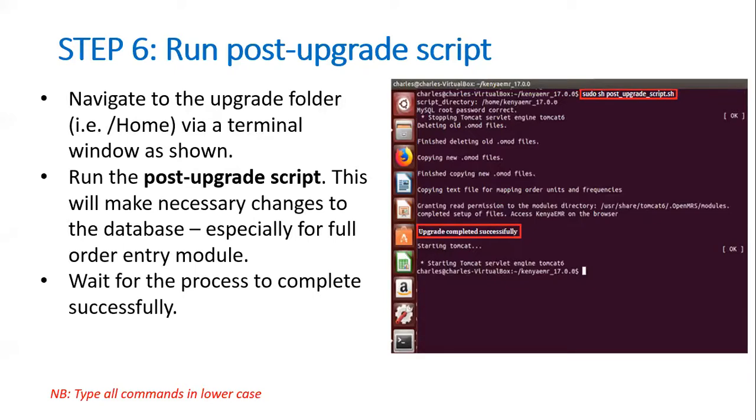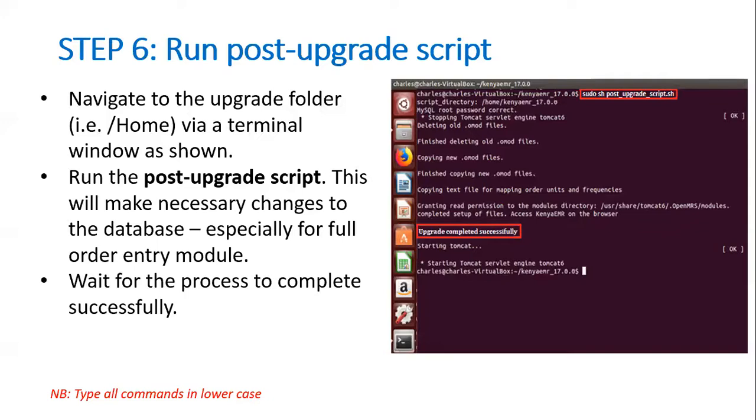So the next step is where you want to run the post-upgrade scripts. This is going to finalize the upgrade process and prepare your database for normal use. All you need to do again is to go to the home folder, and go inside the upgrade package. You are going to find a file called postupgrade_script.sh. This is the file you're going to execute for you to prepare your database for normal use.